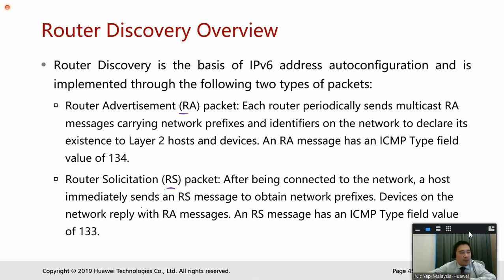A device on the network replies, and the RS message is type 133. So this is when the host joins the network. They will immediately send an RS. Does anyone know what prefix we are using in our network? If you know, please send an acknowledgement back to me.